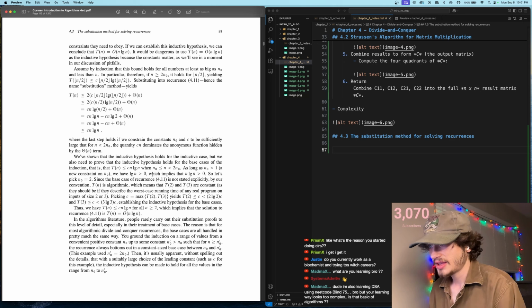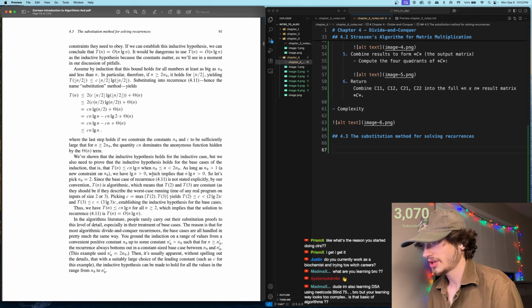Thus, we have T of n is less than or equal to C times n log n for all n greater than or equal to 2, which implies that the solution to recurrence 4.11 is T of n equals big O of n log n.